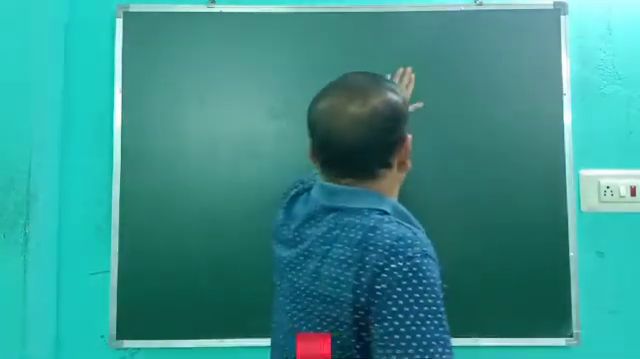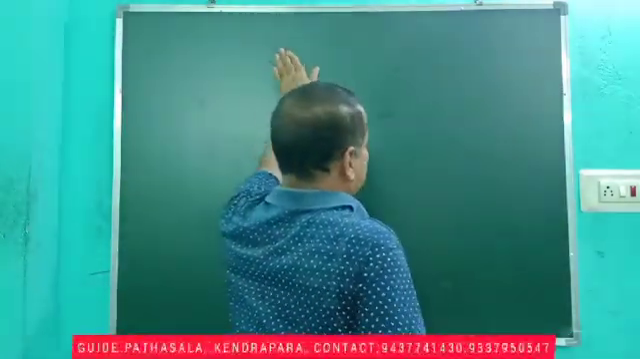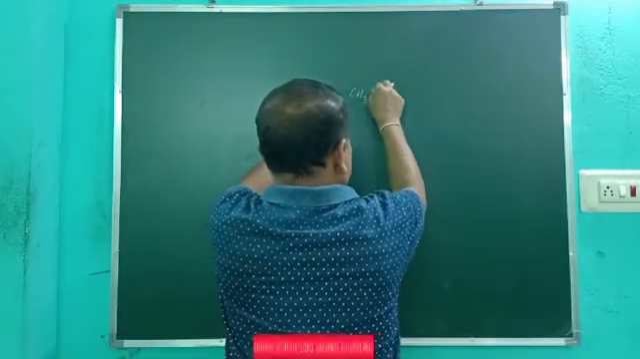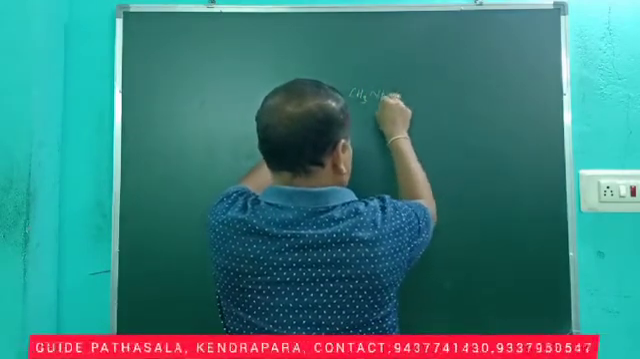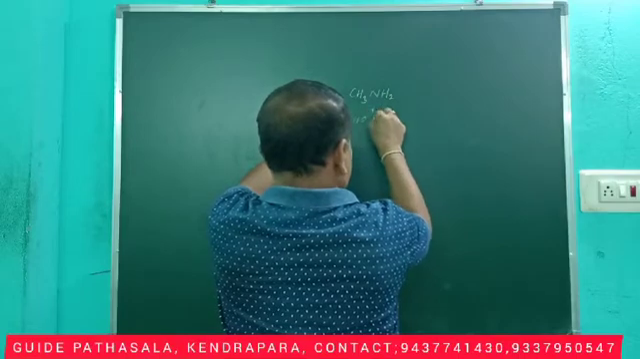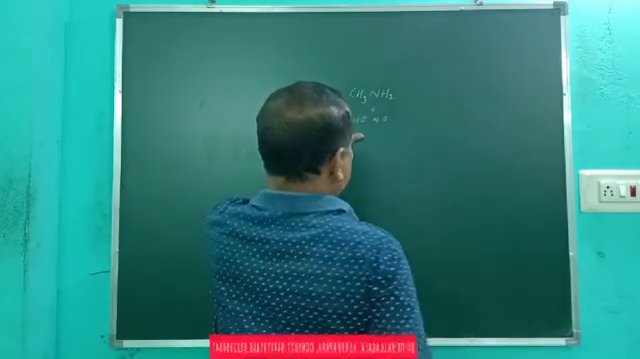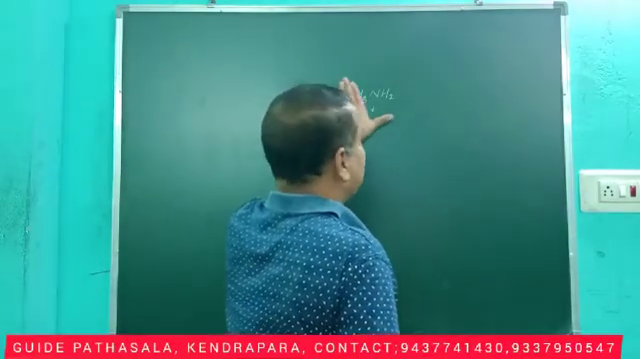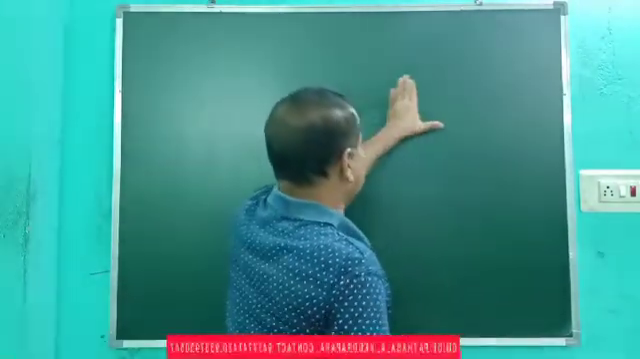Methylamine does not respond to this reaction. Methylamine is CH3NH2. It does not react with nitrous acid, HONO, to form methyl alcohol. So you have to take ethylamine. Methylamine does not respond to this reaction.